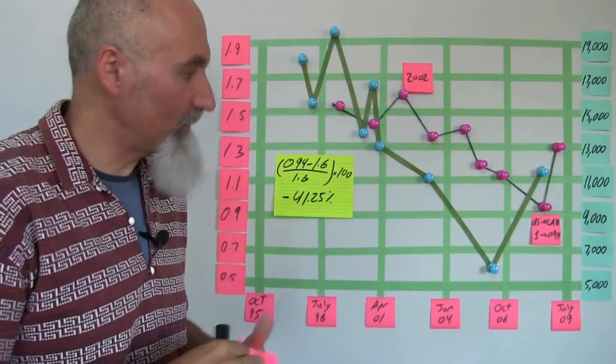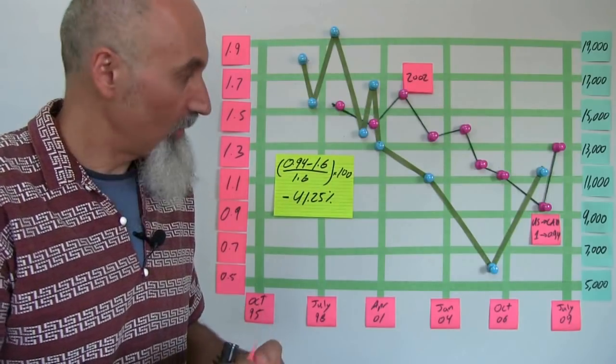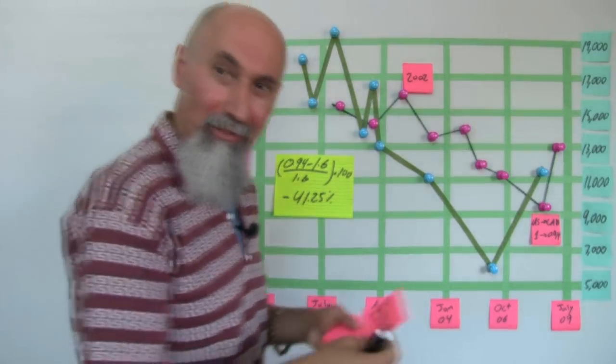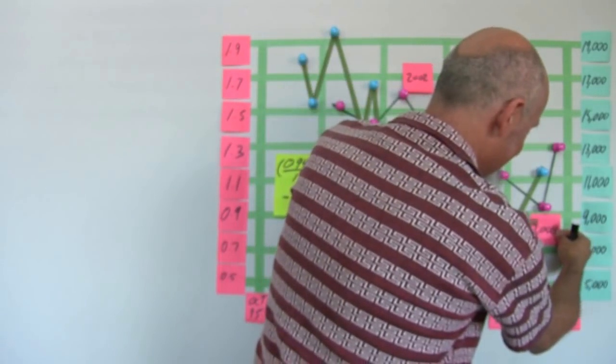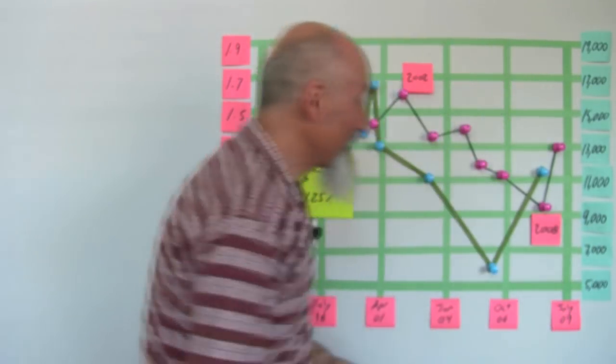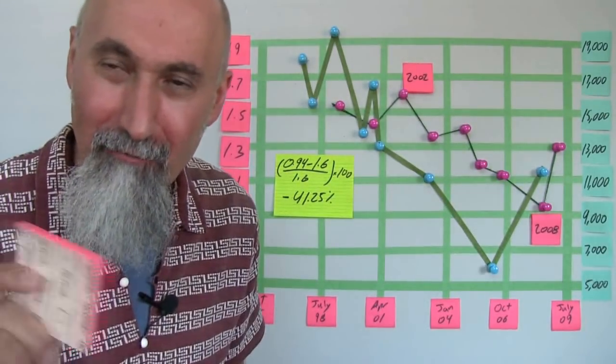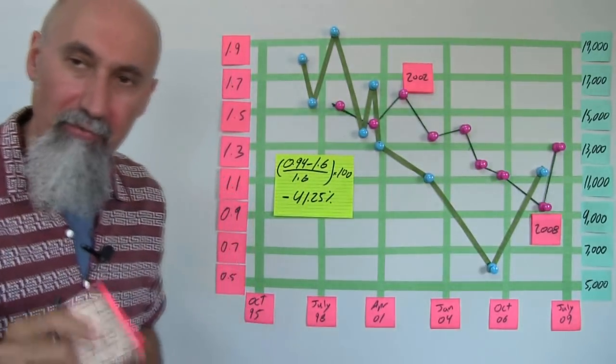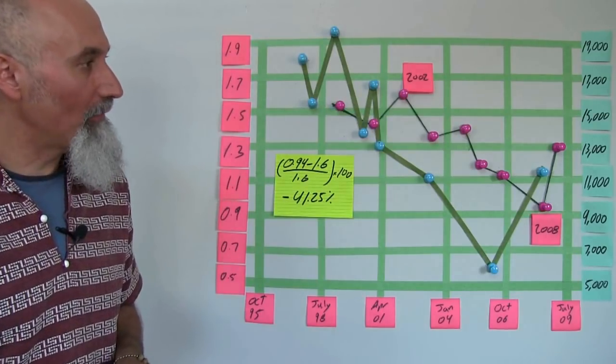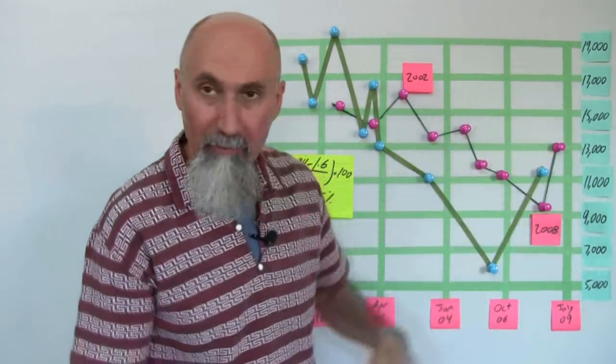And this was during what some people call the financial crisis. If you've been watching my videos, you'll know I refer to it as the biggest scam in human history, right? So during this 6-year period, US dollars lost 41% of their value relative to Canadian dollars. Wow. And then they pop back up again.